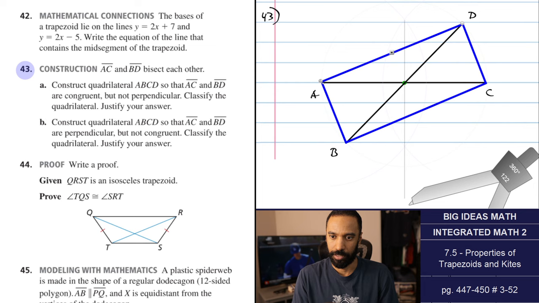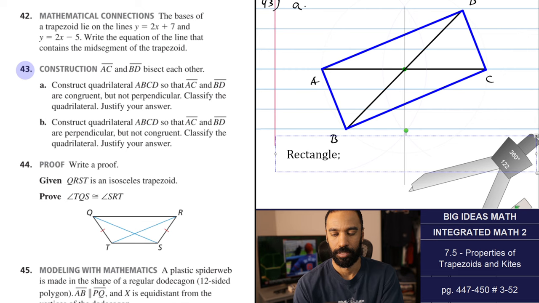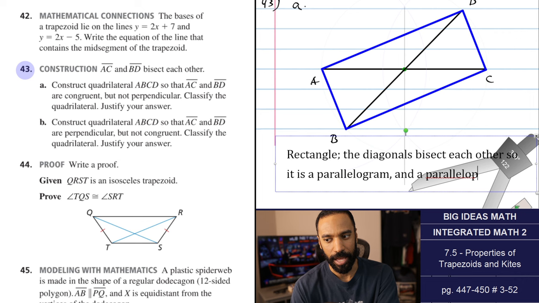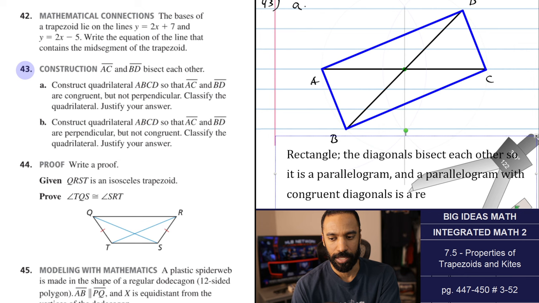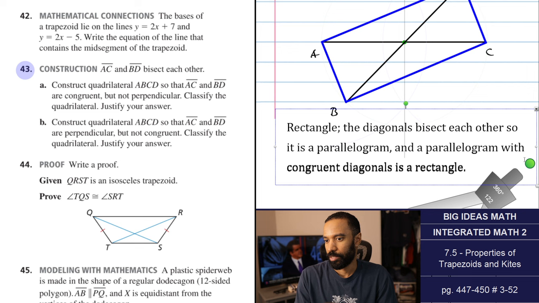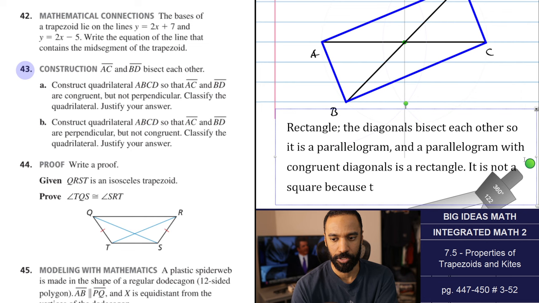So, this is a rectangle. This is part A, by the way. So that didn't take too long, but rectangle. The diagonals bisect each other, so it is a parallelogram. And a parallelogram with congruent diagonals is a rectangle. Now it could have been a square, but because they're not perpendicular to each other, it is not a square, because the diagonals are not perpendicular to each other.